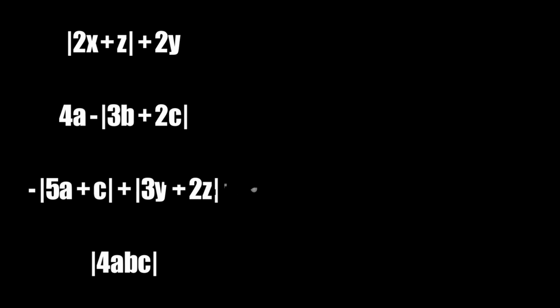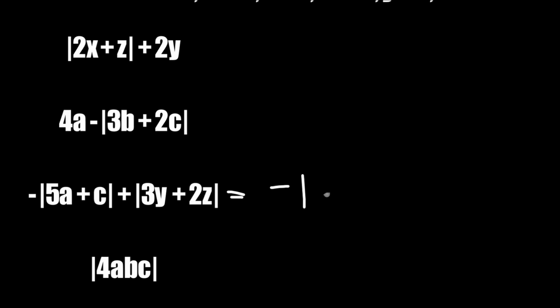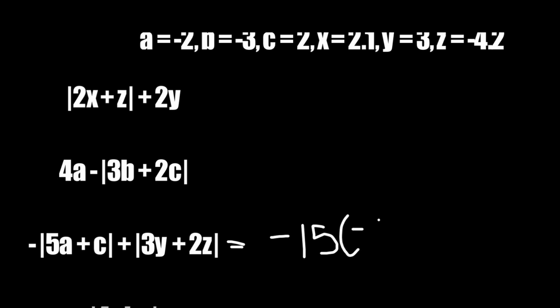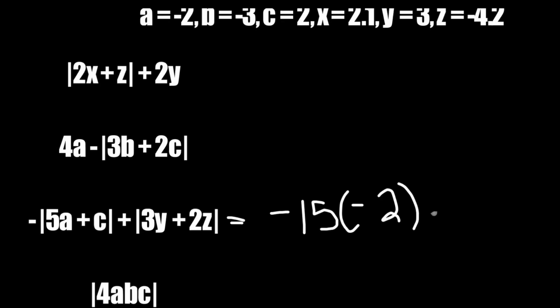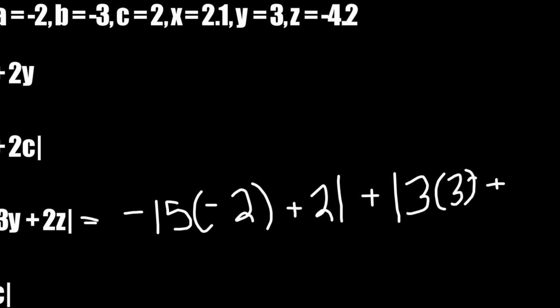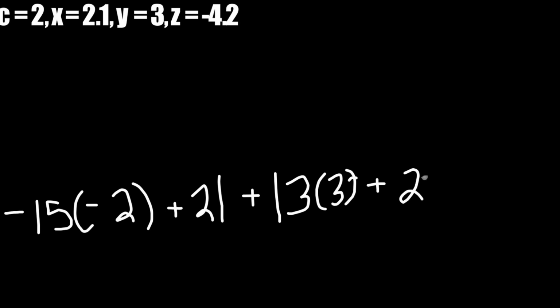Okay, so the next example says negative the absolute value of 5a plus c plus the absolute value of 3y plus 2z. So let's rewrite this as negative absolute value of 5 times a equals negative 2, so 5 times negative 2 plus c, and c equals 2, so plus 2, plus the absolute value of 3 times y, and y equals 3 as well, so 3 times 3 plus 2z, and z equals negative 4.2, so that will be 2 times negative 4.2.